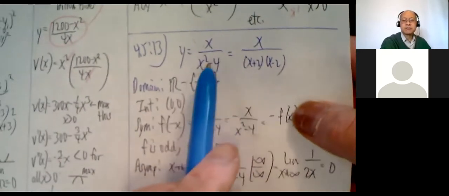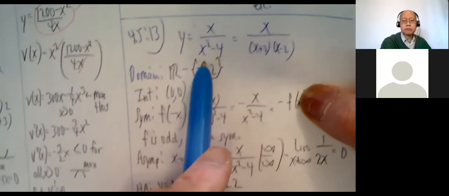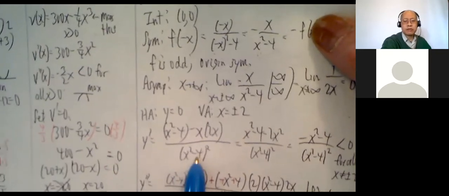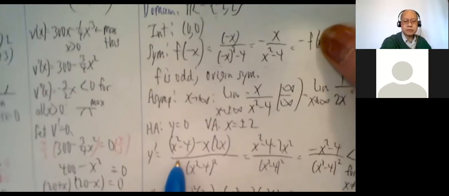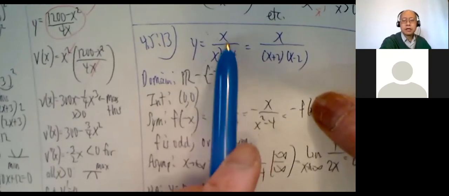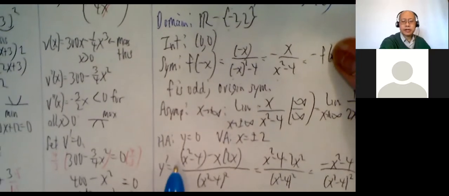It's not so nice. So x over x squared minus 4, quotient rule. Okay, the denominator is going to be x squared minus 4 squared, right? Let's get that out of the way. Numerator: bottom times the derivative of the top. The derivative of the top is 1. So x squared minus 4.